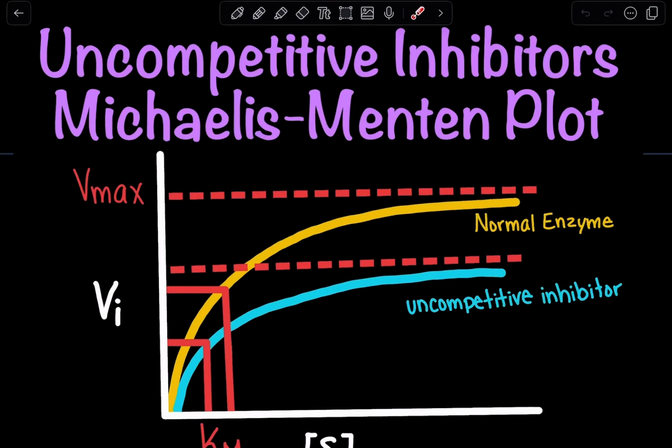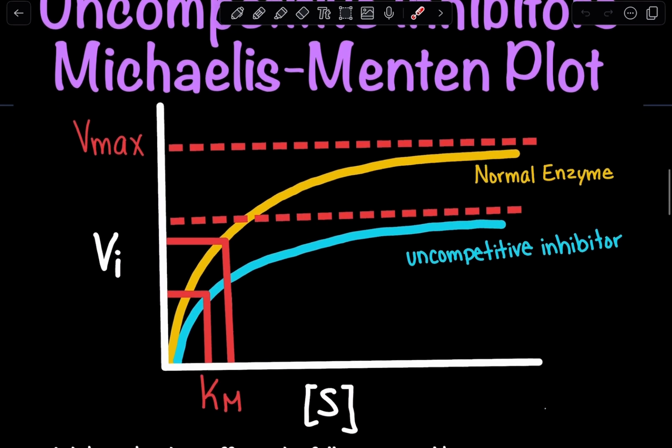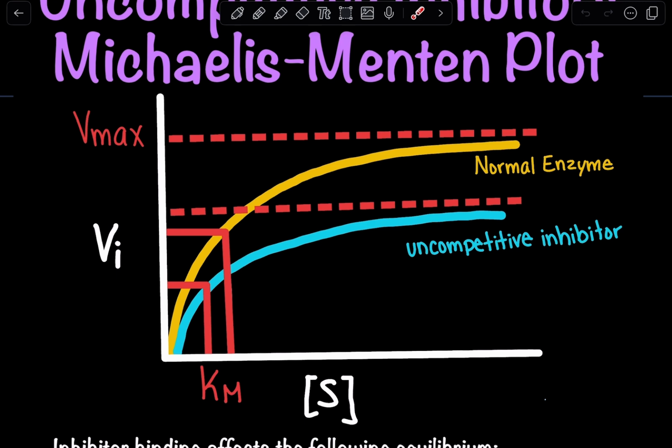Now that we have an understanding of what uncompetitive inhibitors are, let's take a look at our Michaelis-Menten plot. Once again, on our x-axis we have substrate concentrations, and on our y-axis we have our initial rates or our velocity values. Now, if we take a look at a normal progression curve for an enzyme with no inhibitor, we can see that we are approaching this asymptotic line, which is referred to as Vmax.